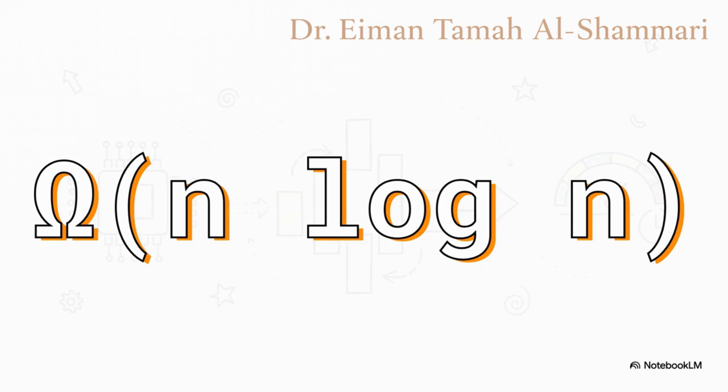I really want you to let that sink in for a second. Omega of n log n is the universal speed limit. It is mathematically impossible to write a sorting algorithm that relies on comparing elements to one another that runs any faster than n log n in the worst case. The universe literally will not allow it.